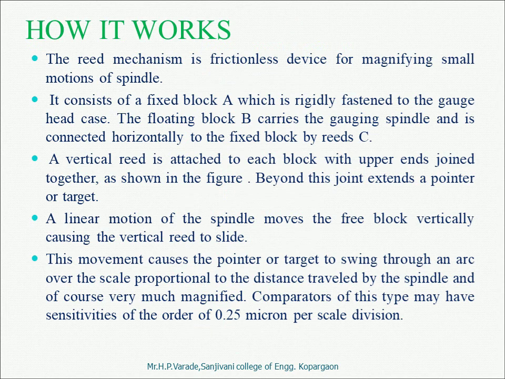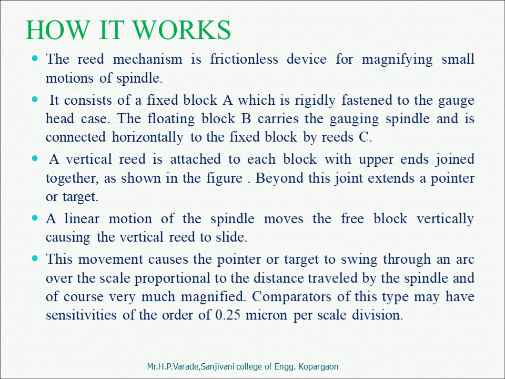How does it work? The reed mechanism is a frictionless device for magnifying small motions of the spindle. It consists of a fixed block A, which is rigidly fastened to the gauge head case. The floating block B carries the gauging spindle and is connected horizontally to the fixed block by reeds C. A vertical reed is attached to each block with upper ends joined together as shown in the figure. Beyond this joint extends a pointer or a target.